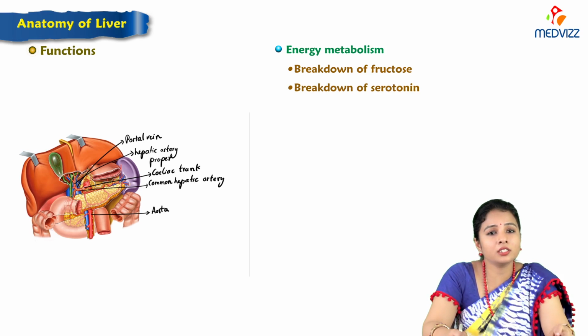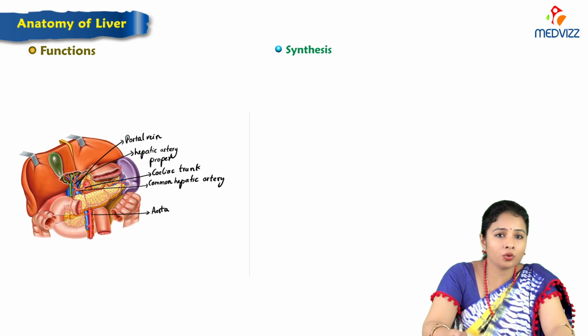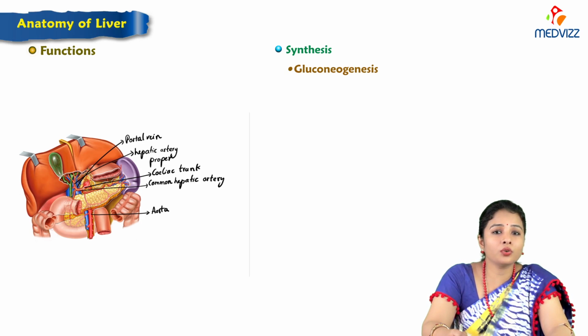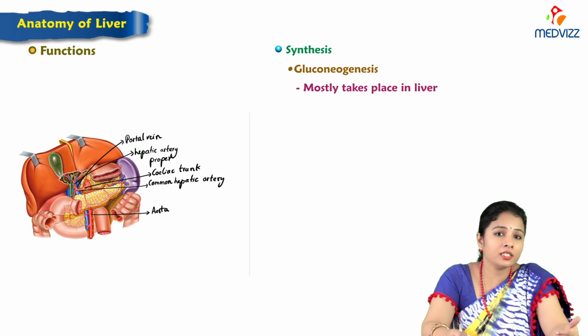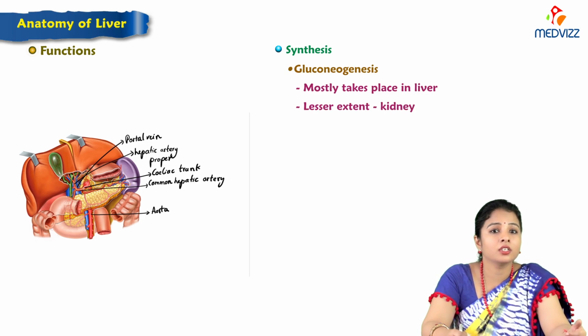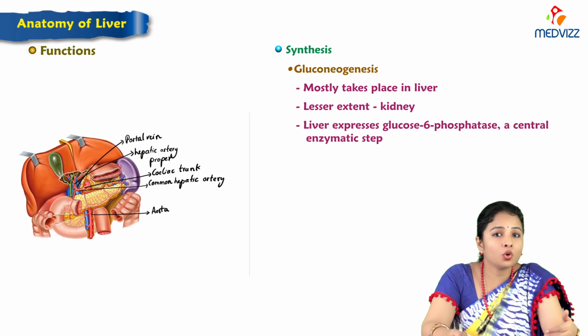Liver plays a vital role in the synthesis of glucose, which is called gluconeogenesis. So most of the gluconeogenesis takes place in the liver and to a far lesser extent in the kidney. So the liver expresses glucose 6-phosphatase, a central enzymatic step in this pathway.